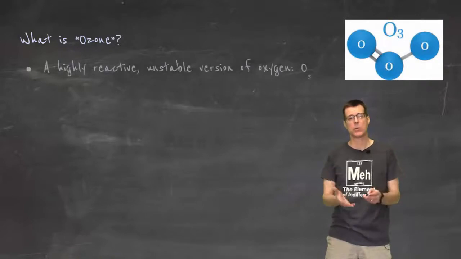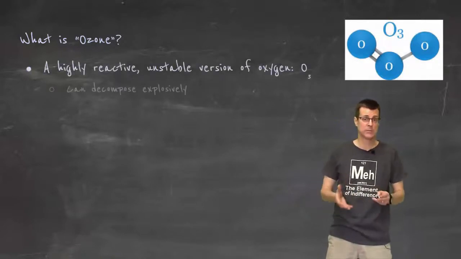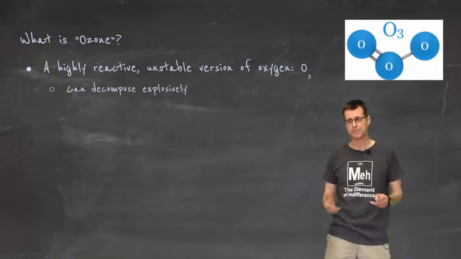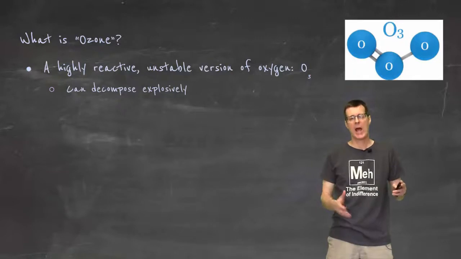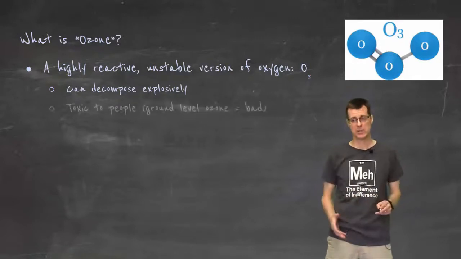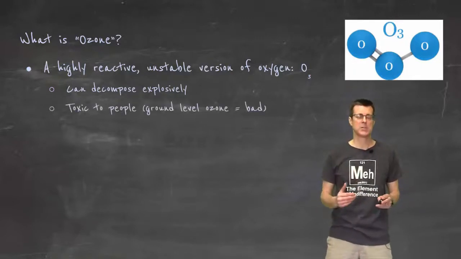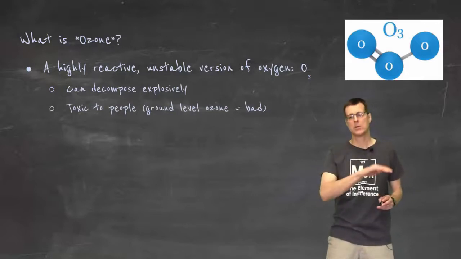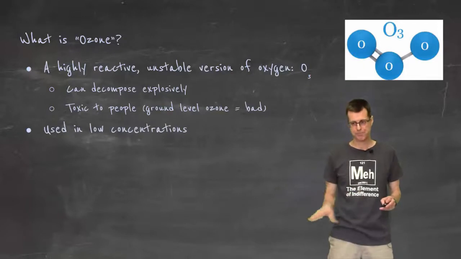Ozone is a highly reactive form of oxygen that is 3 oxygen atoms combined together to make O3. It can decompose quite explosively. It can be a problem. So you don't have large containers of ozone sitting around. It's also toxic to people. So as much as we want the ozone layer to be healthy, we don't want ozone to be around us.